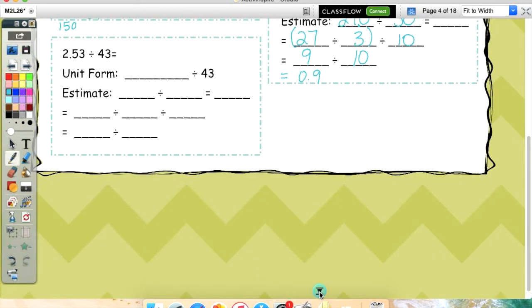Okay, let's look at this one. Changing it to unit form. Am I still in tenths? Yes. 253 hundredths. How do I know it's hundredths? Because it's got 2 decimal place values, doesn't it? Okay, so what will I round 43 to? 40. So what will I skip count by? 4s.